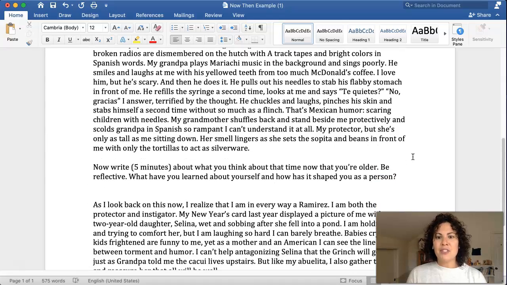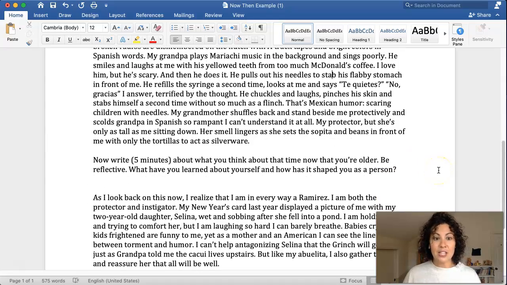My grandmother shuffles back and stands beside me protectively and scolds Grandpa in Spanish so rampant I can't understand it at all. My protector, but she's only as tall as me sitting down. Her smell lingers as she sets the sopita and beans in front of me with only the tortillas to act as silverware.